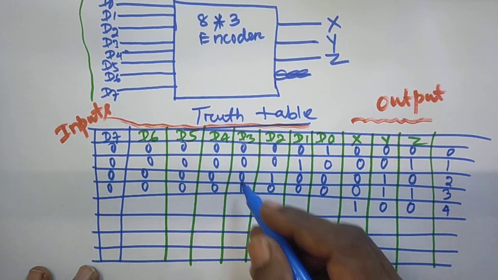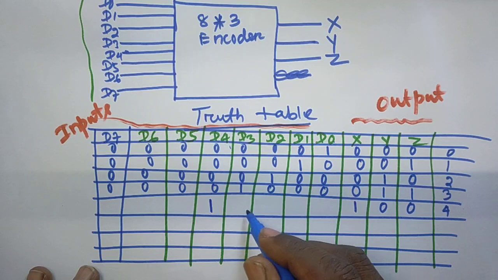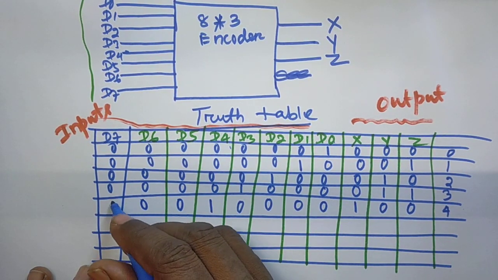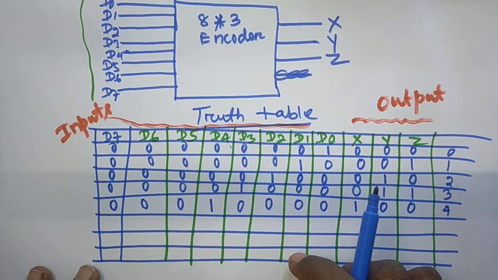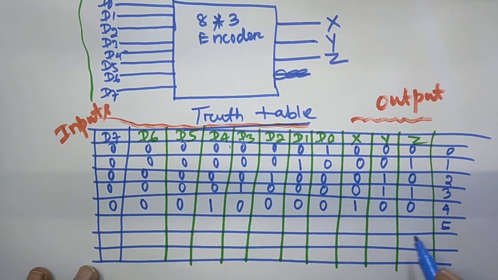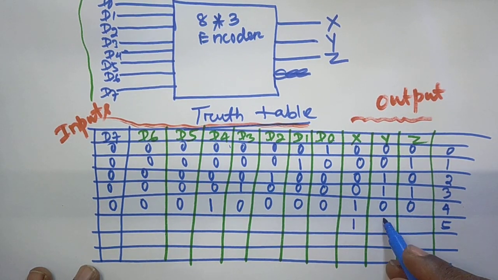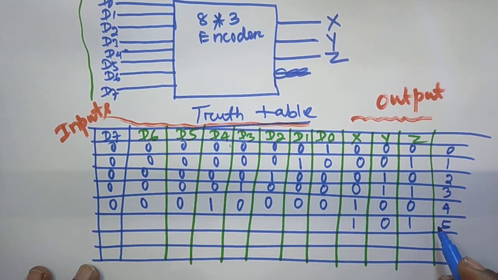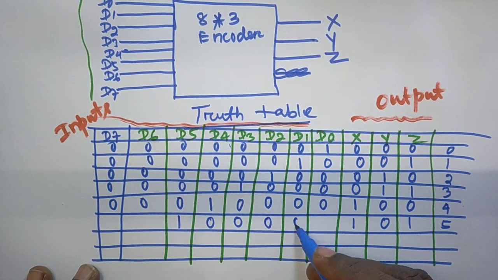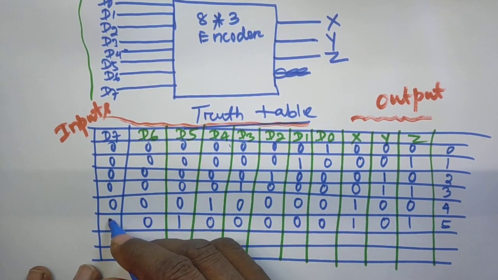4 means D4. Here is 1. Other part will be 0. Okay. Now it will be 0. All are 0. Okay. Like this we will fill up the others. It is 5. 5 means here 1, 0, 1. Okay. 5 means D5. Here is 1. Other part will be 0. So there is 0, 0.